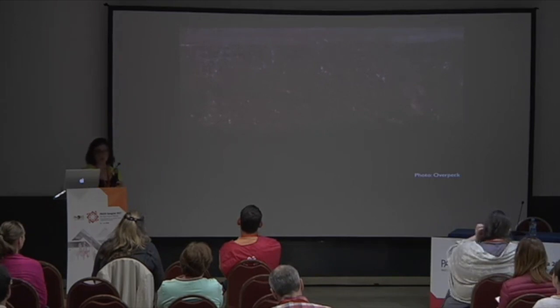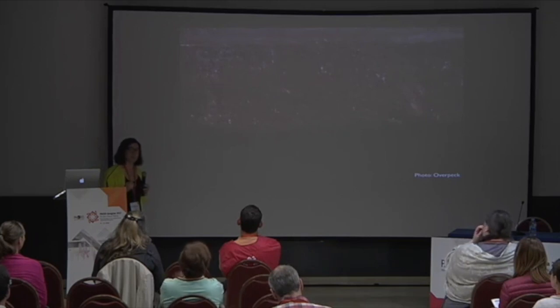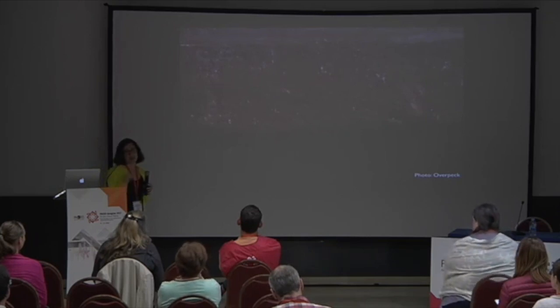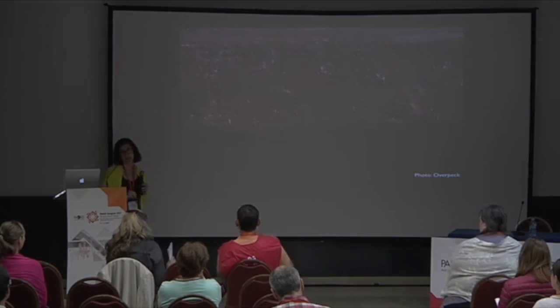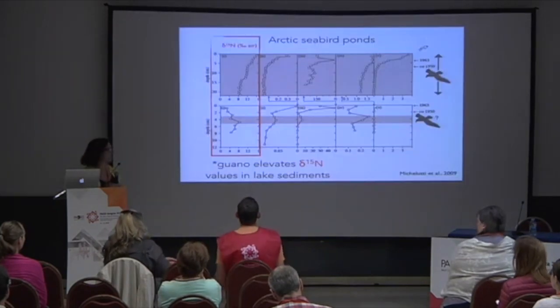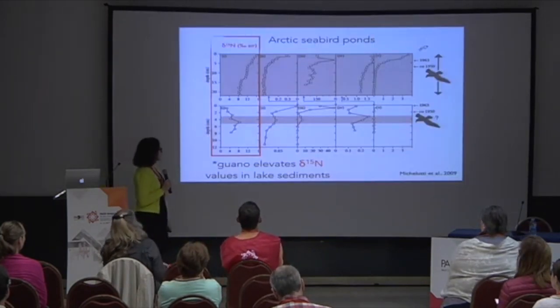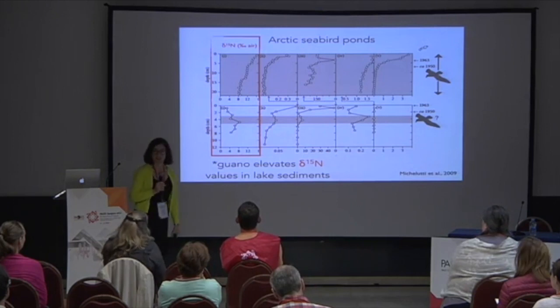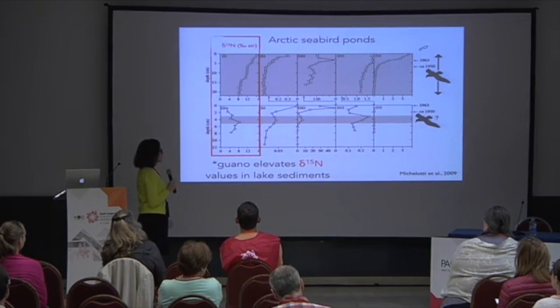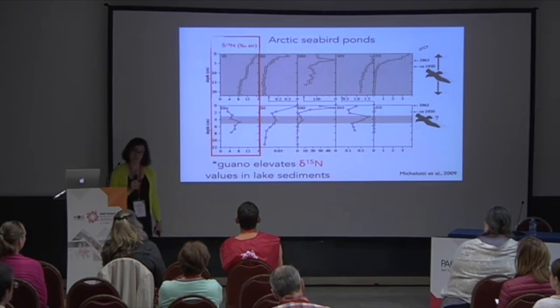And so the question becomes, is there some sort of geochemical or biological variable we can measure in this sediment to track guano inputs and seabird activity in this watershed? And that would be delta N15 values in lake sediment organic matter. So in other places around the world over the last decade or so, researchers have realized that guano inputs into these lakes elevates sediment delta N15 values.